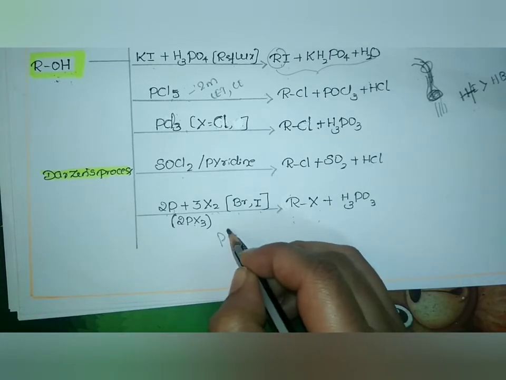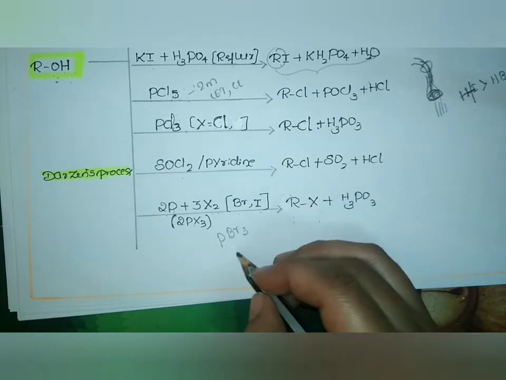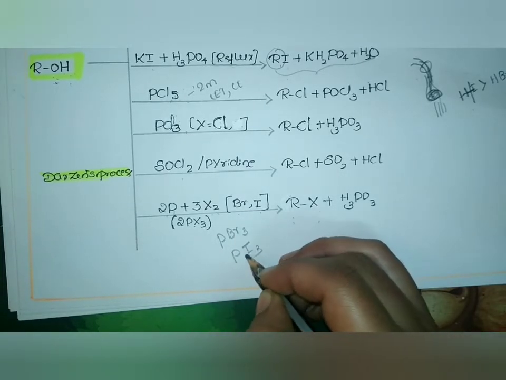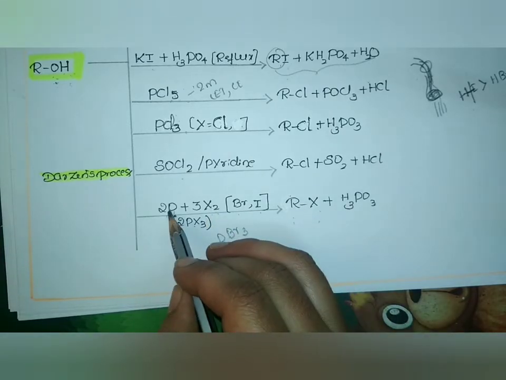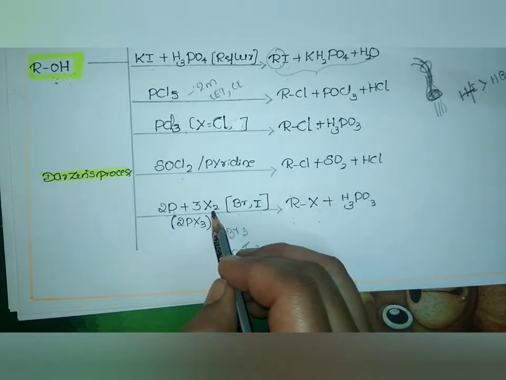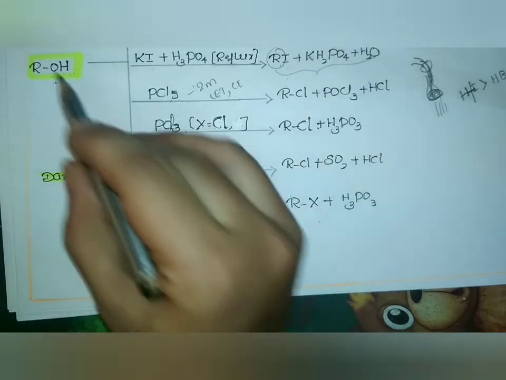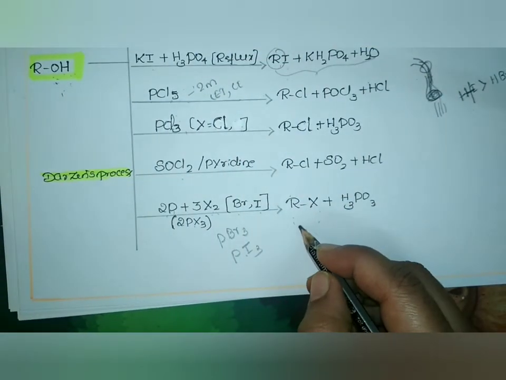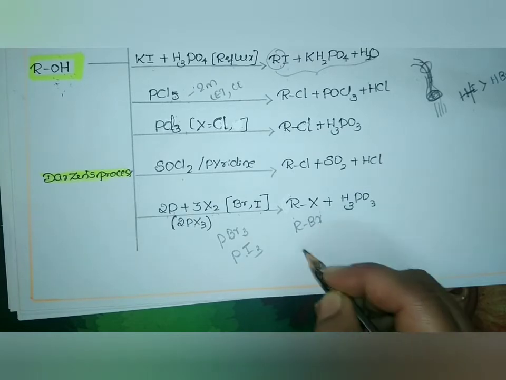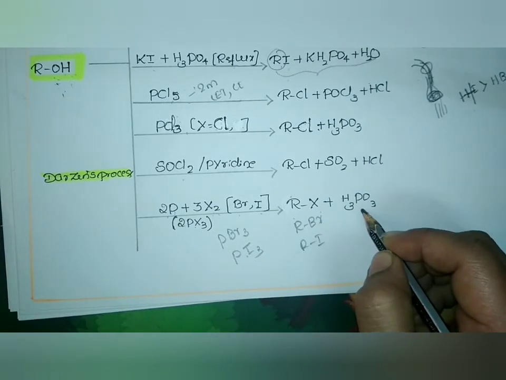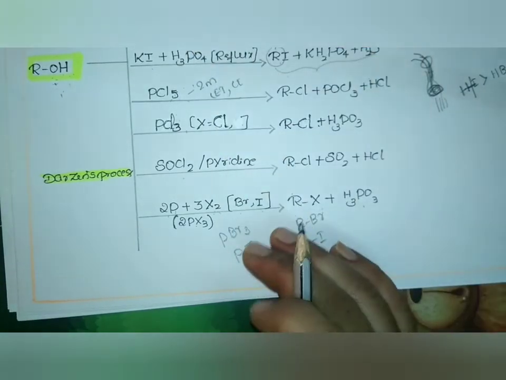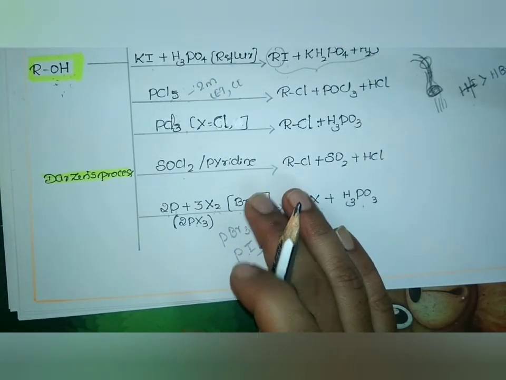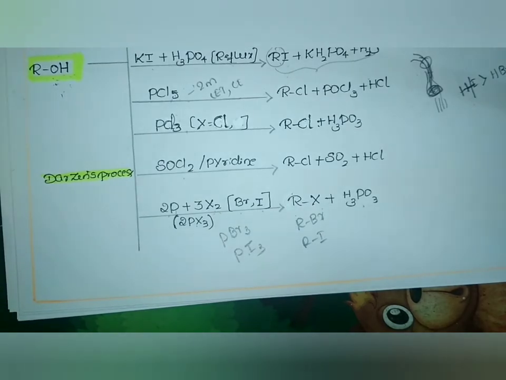Instead of adding PBr3 or PI3 directly, I can take red phosphorus that is treated with the halogen. This mixture is treated with the alcohol. Ultimately, I am going to get the same product here. I am going to get RBr and RI along with phosphorus acid. So this is how you can prepare haloalkanes by using all these reacting mixtures. So this is about the third method of preparation of haloalkane by using alcohol.